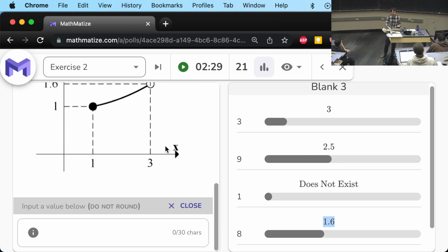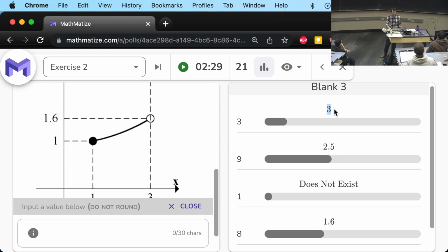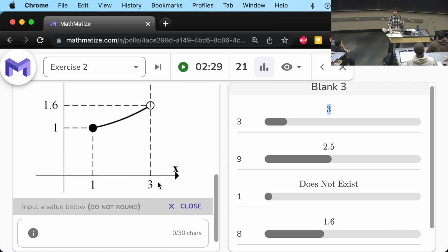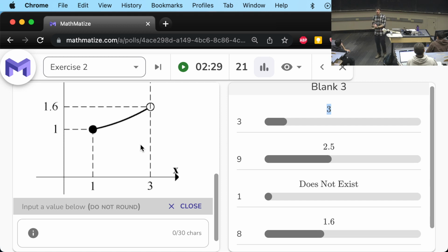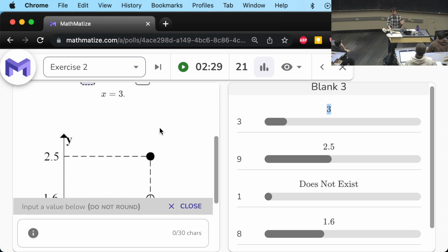Let me give you guys some hints. The people who picked 3 are mixing up the x and the y values. I want the x values to get close to 3. The x values are definitely getting close to 3. But we're asking you a question about the y values. So if you selected 3, that is what the x values are doing. I want to know what the y values are doing.